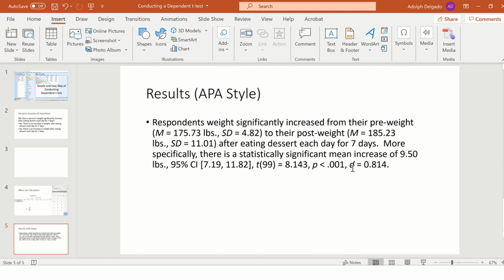All right, so that's it. Like I said earlier, it's a very simple and easy process once you have your data set up. And after that, it's a matter of just plugging in the data and pushing the buttons, running your syntax, and then writing up the results in a similar format.